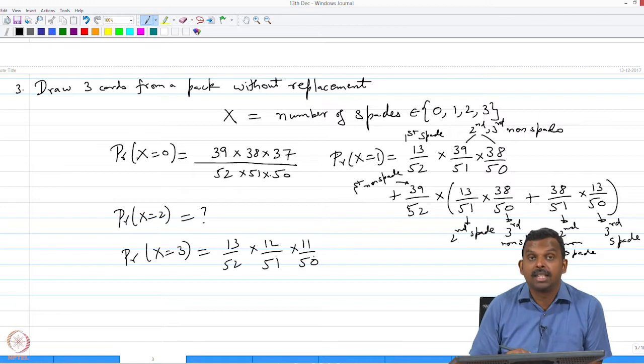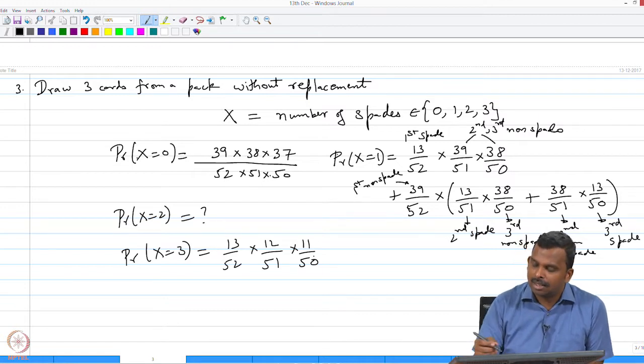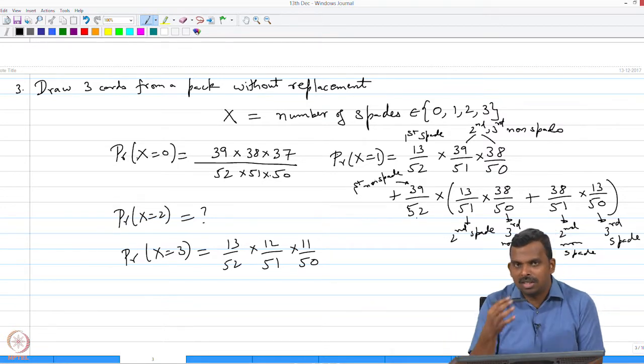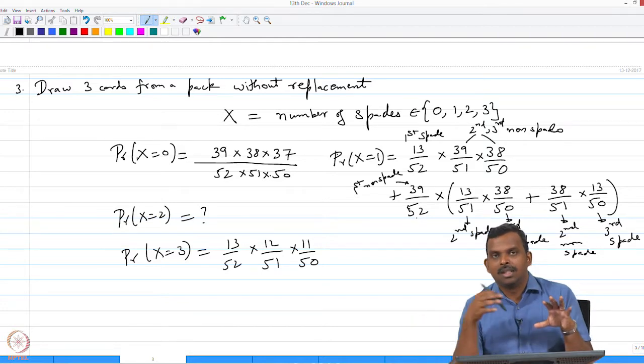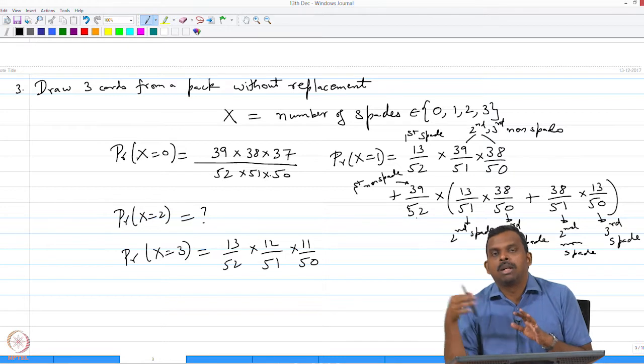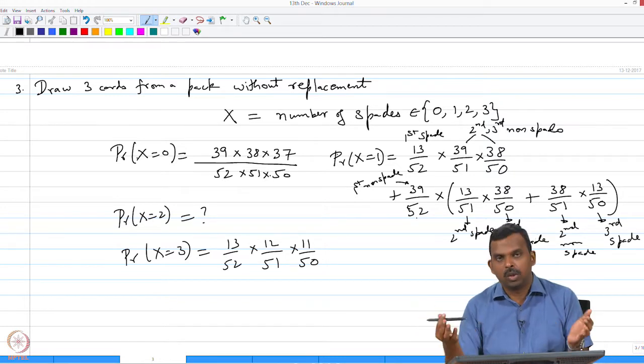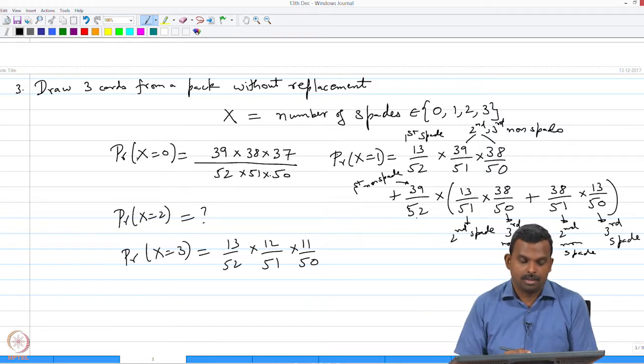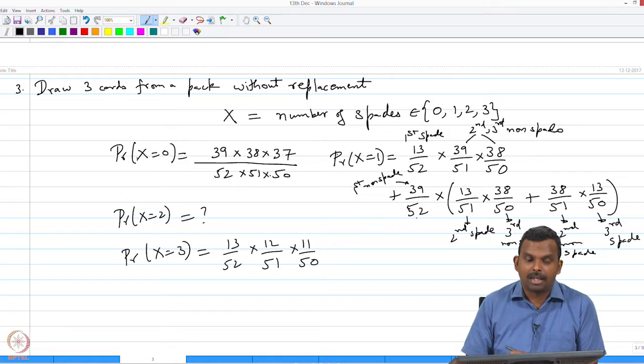So, once again, probability that x equals 2 is an exercise. It will involve something like this. You have to condition on whether or not the first is a spade, and then the second could be a spade or a non-spade, and based on that you will get different possibilities. The first is a non-spade, second and third have to be a spade. Okay. So, you should just write down what happens in a sequence, and then since we are doing without replacement, you can multiply the probabilities and condition carefully, and you will get your answer. Okay. So, this is drawing 3 cards from a pack without replacement.